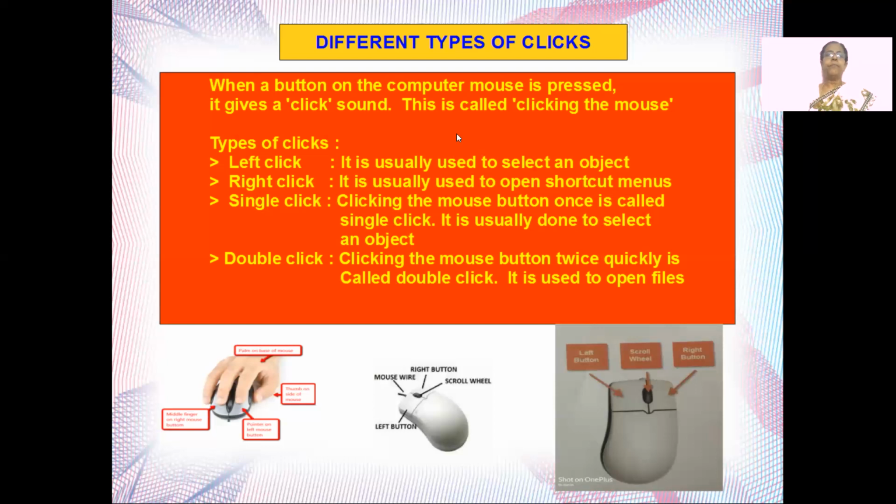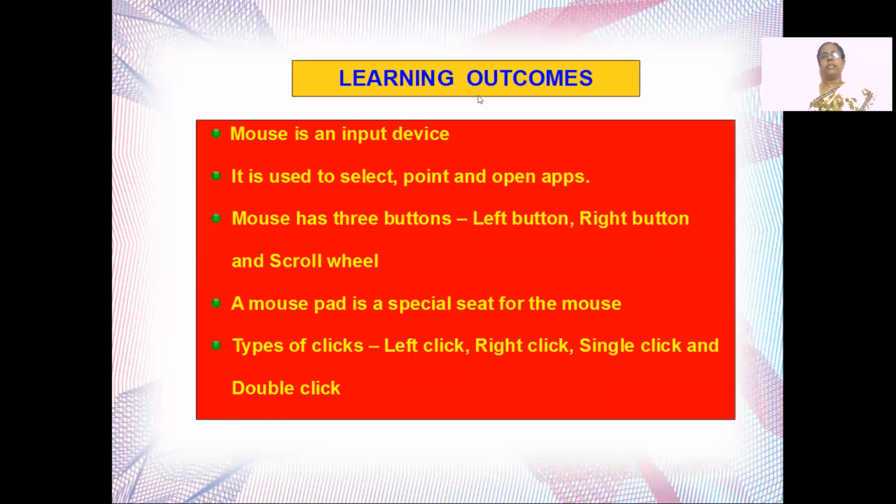Did you understand? Now, what did you learn till now? That the mouse is an input device. Yes, because whatever we type and whatever we do, we do it with the help of a mouse. So it's an input device. The mouse is used to select any object, any picture. It's used to point. See, the pointer is used. And I can open an app or any file or folder by just double clicking.